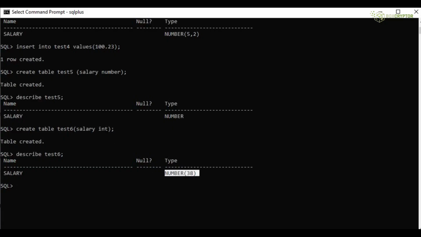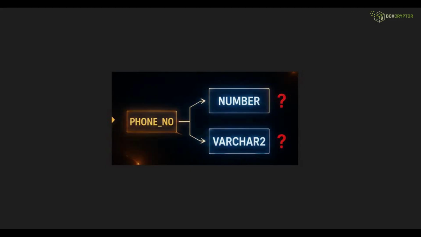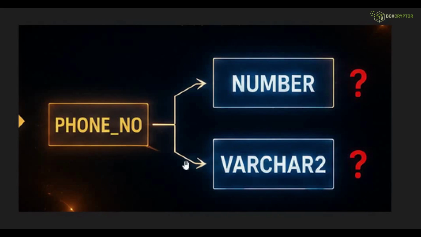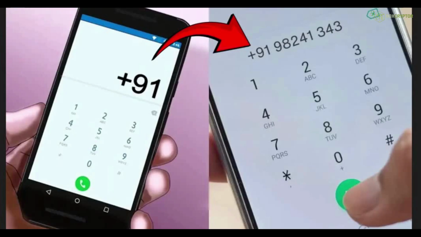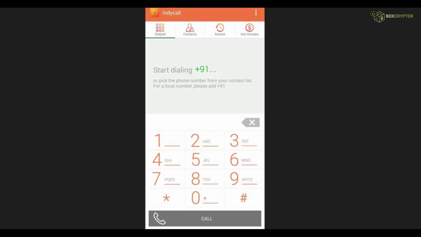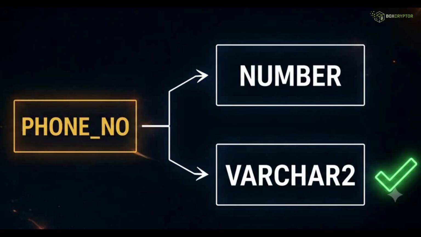Now let us answer our thumbnail question that I asked during our first video. Although a phone number contains digits, it is not used for mathematical calculation. Phone number can start with 0. International numbers include symbols like plus. We never add or subtract or multiply phone numbers. In general, you may use int or number, but phone number should be stored as a varchar2 rather than a number or int. So the proper way to create the database is to use phone number as a varchar2.